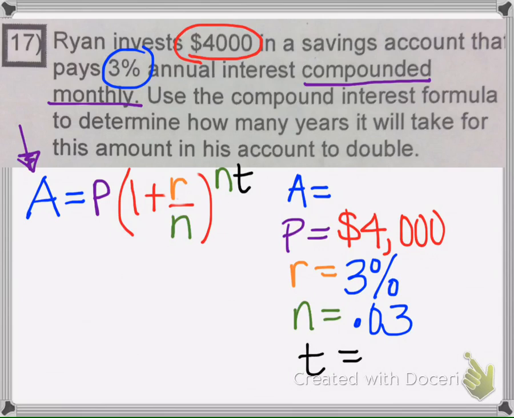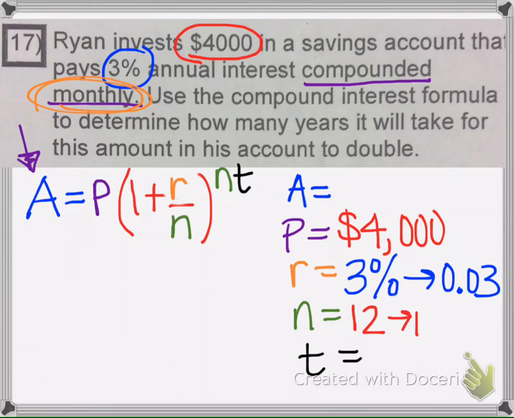And then time is how long. So, whoops, I just noticed I put this in the wrong spot right here. So we're using 0.03 for R. And then N is how many times this is going to occur in the year. And it says monthly. So monthly, there's 12 months in a year. So it's 12 because that's what monthly tells us, how many times.